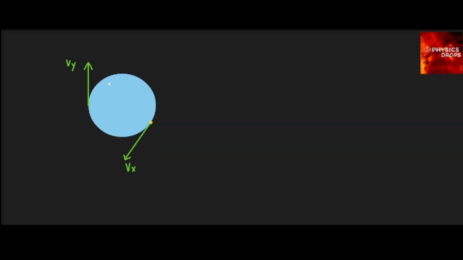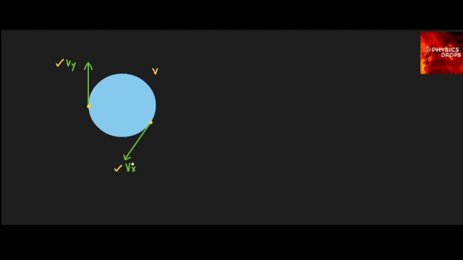Let's look at the case of an object which is traveling in a circular fashion with a constant velocity v. At this point along the circumference of the circle, let's say its velocity is represented by the vector Vx. And at another point here, let's say the velocity is Vy. The magnitude is the same, but because the direction changes, Vx and Vy are different vectors.